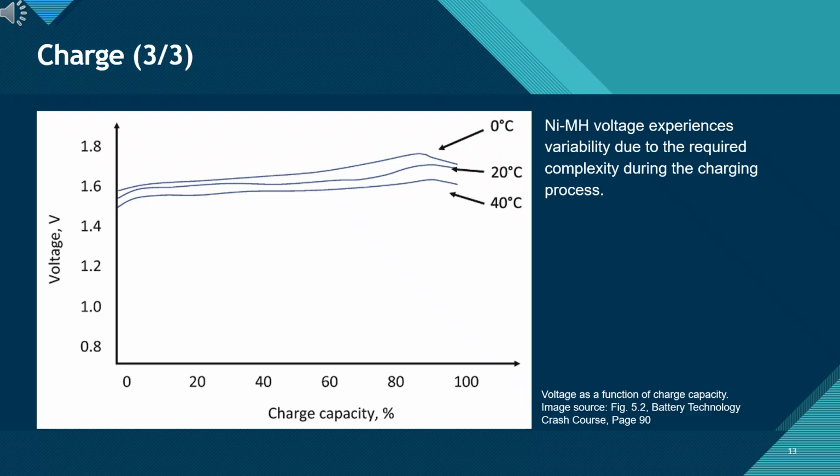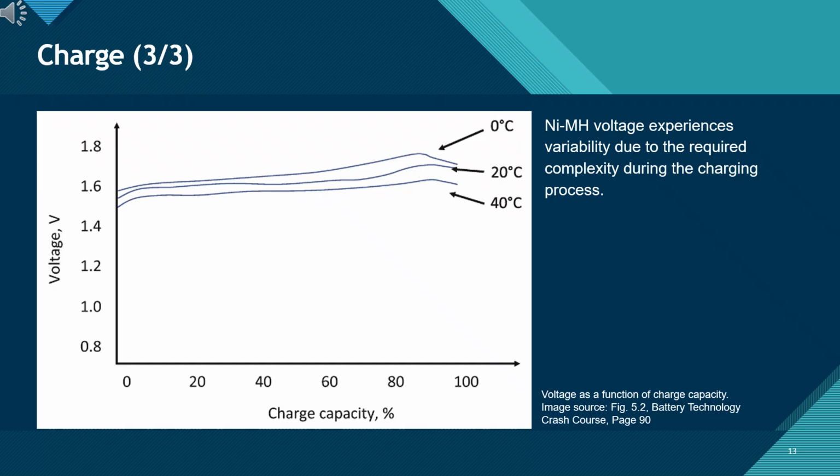Charge 3/3. This graph shows how the voltage of a NiMH battery changes with charge capacity under different temperature conditions. As we can see, voltage gradually increases as the battery charges, remaining fairly steady until near full capacity, where a small peak and drop appear, indicating full charge, minus delta V detection.